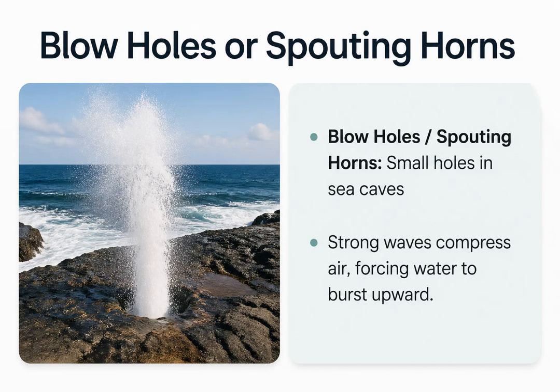When a sea cave develops a small opening through its roof to the surface, it creates a fascinating feature called a blowhole or spouting horn. As powerful waves crash into the cave, they rapidly compress the trapped air. This pressure forces a magnificent plume of water to burst up through the hole, often accompanied by a loud roaring noise.